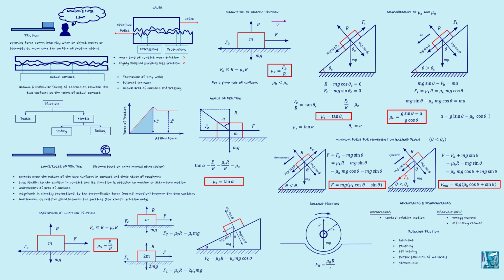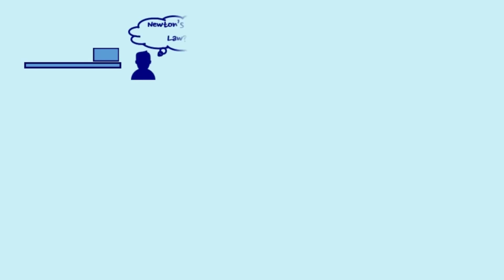Hello viewers. In this chapter, we are going to discuss friction and related physical quantities. We often see when we push an object, it covers some distance and then stops. Apparently, this observation is not following Newton's first law of motion. So, what is wrong in it?